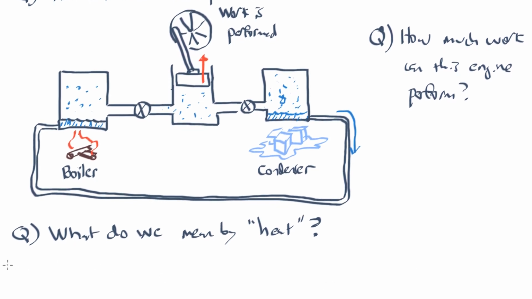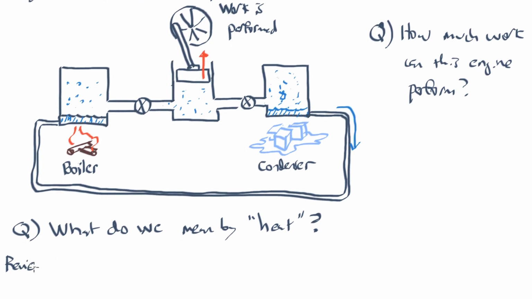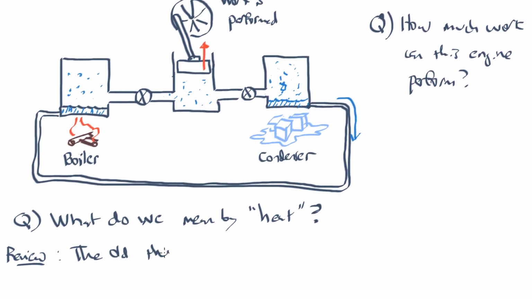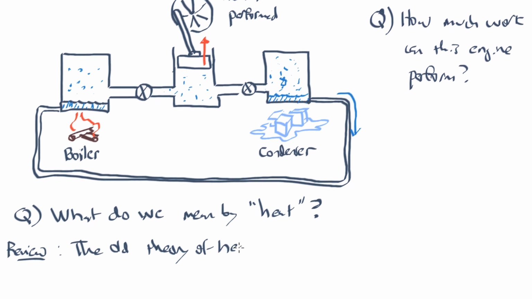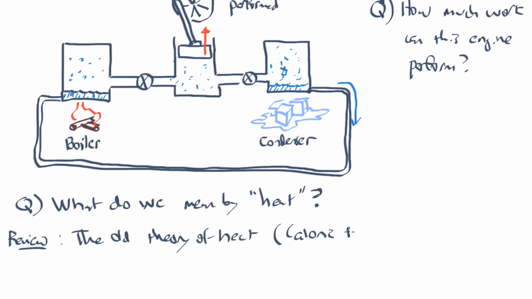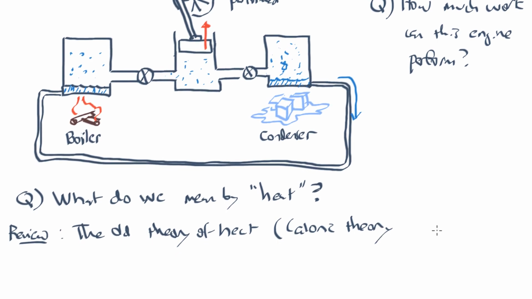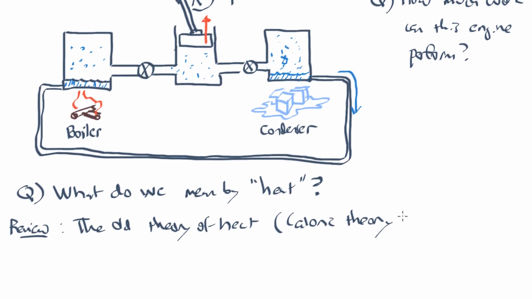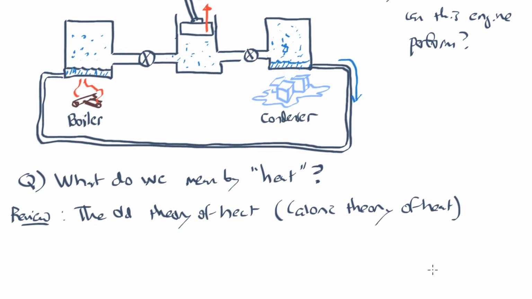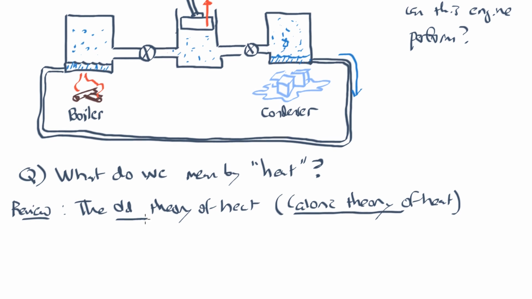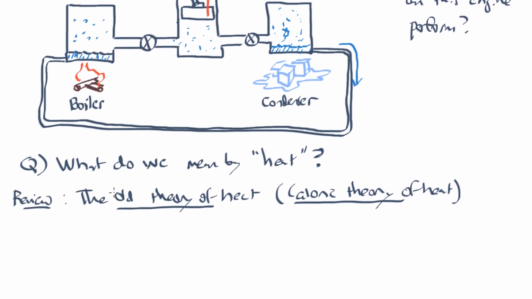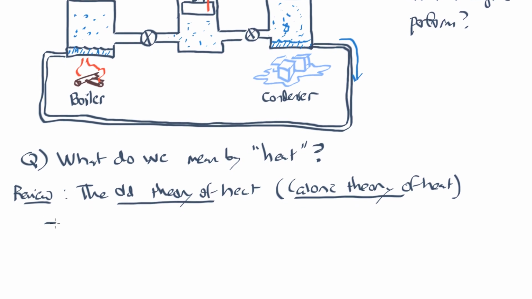So first of all, by way of review, the old theory of heat, which is also called the caloric theory. This is the theory that had been inherited by people in the 1800s. What is the caloric theory of heat, or this old theory of heat? Well, it said that heat is essentially an invisible and imponderable or very light substance.